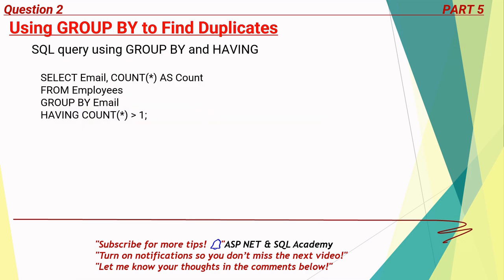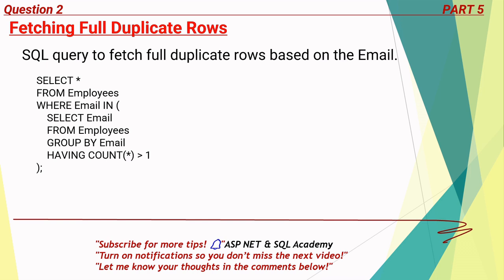One common method to find duplicates is using the group by clause along with the having clause. This query groups the records by the email column and counts the occurrences. The having clause filters to show only those emails that appear more than once. To fetch the full duplicate rows, you can use a subquery. This query selects all columns from the employees table where the email is found in the list of duplicates identified by the previous query.